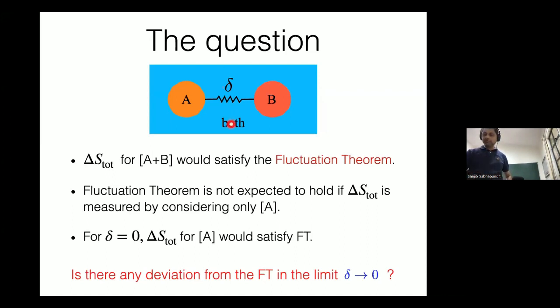On the other hand, if you cut this coupling, so put delta equal to 0, then these are like isolated systems now. So if you look at the entropy production for system A, it's going to satisfy the fluctuation theorem. So the question we want to pose is, is there a deviation from the fluctuation theorem? If you take this delta, which is not equal to 0, but you take the delta tending to 0 limit, so you put a very weak coupling between system A and B, do you expect the fluctuation theorem to be satisfied?